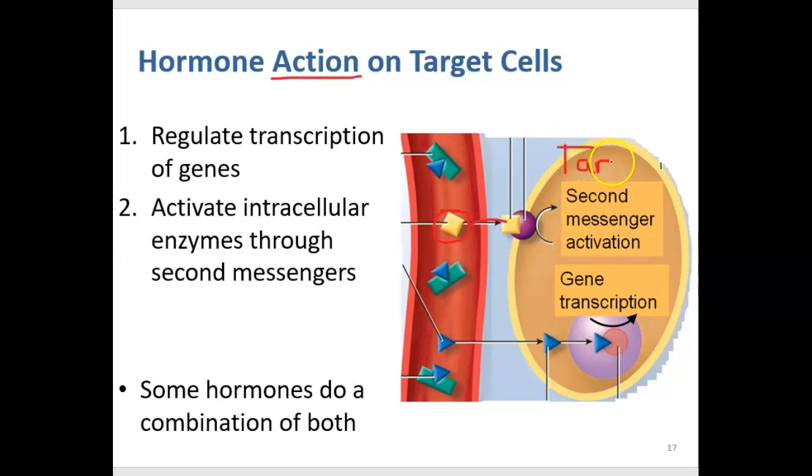Well, it has to activate a second messenger inside the cytoplasm for anything to happen. These second messengers are often calcium or cyclic AMP. So those are the second messengers that a peptide hormone will activate in a target cell.